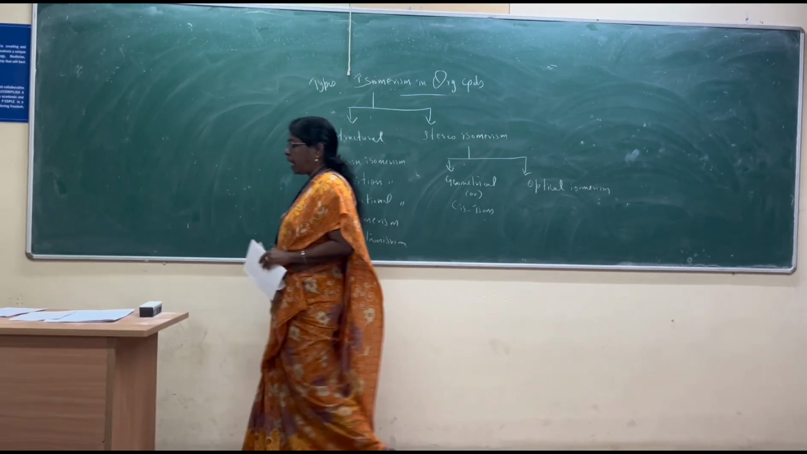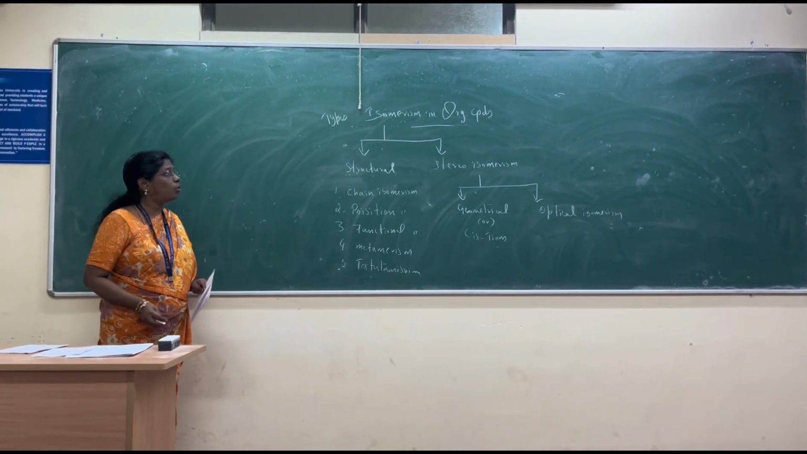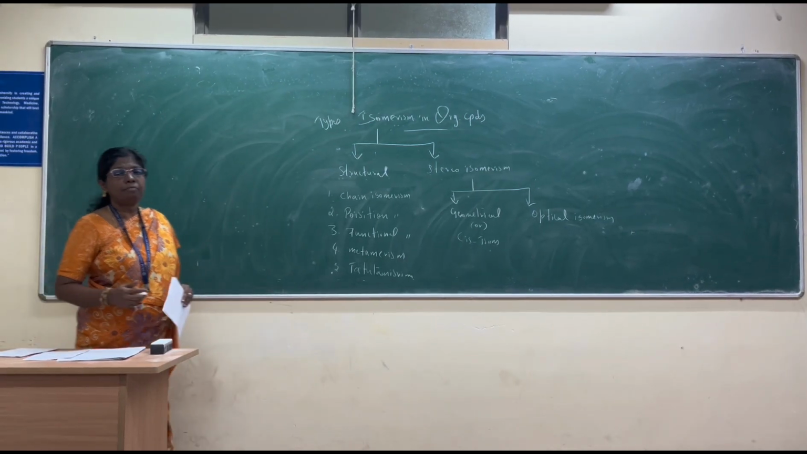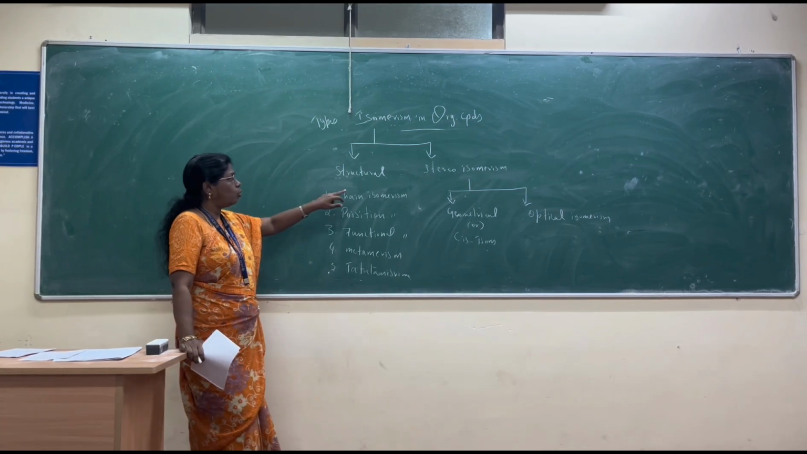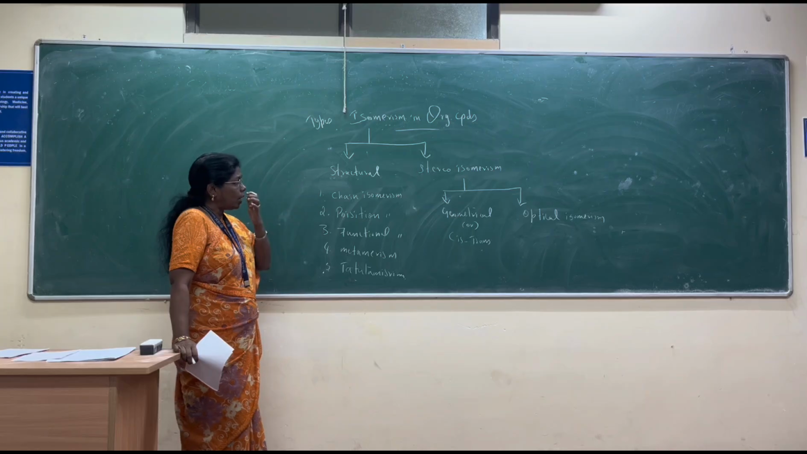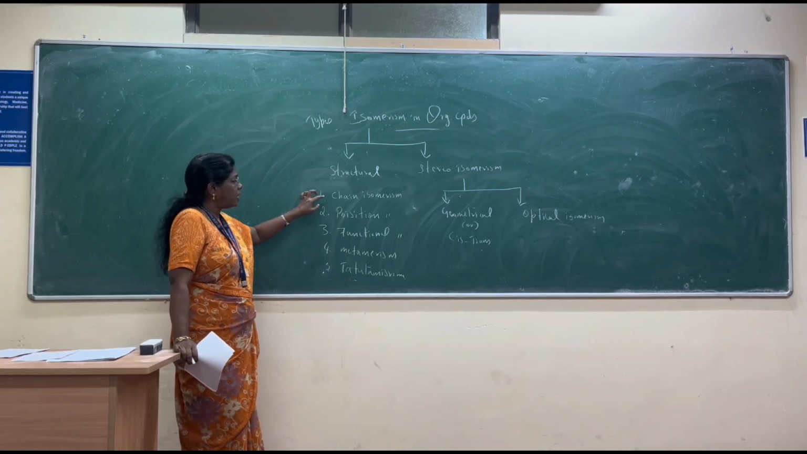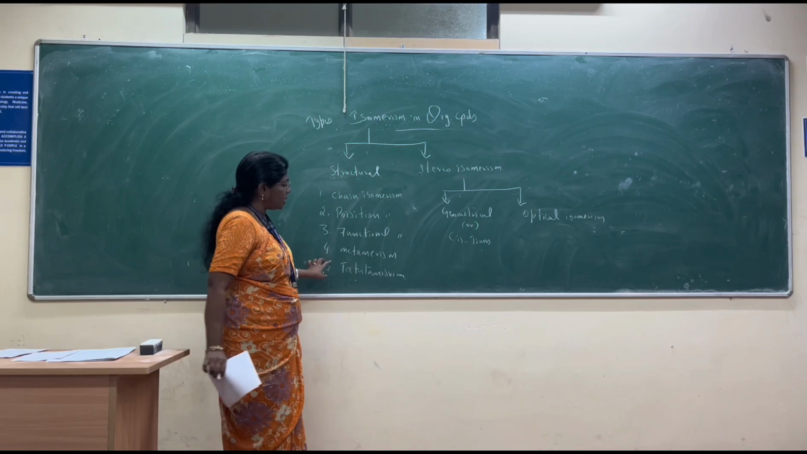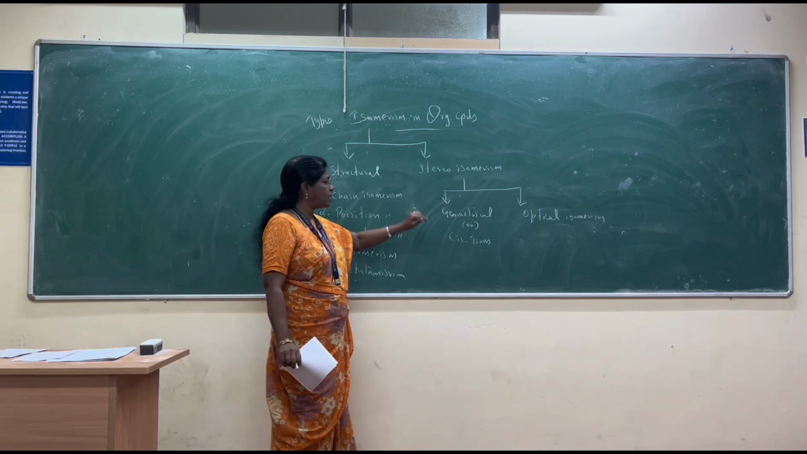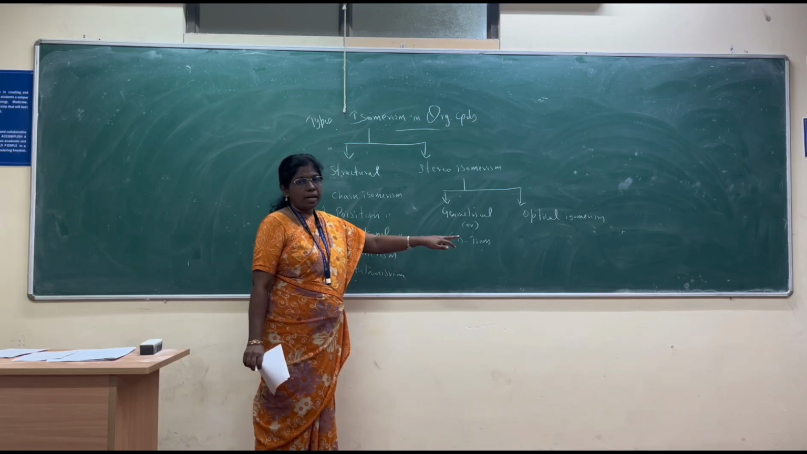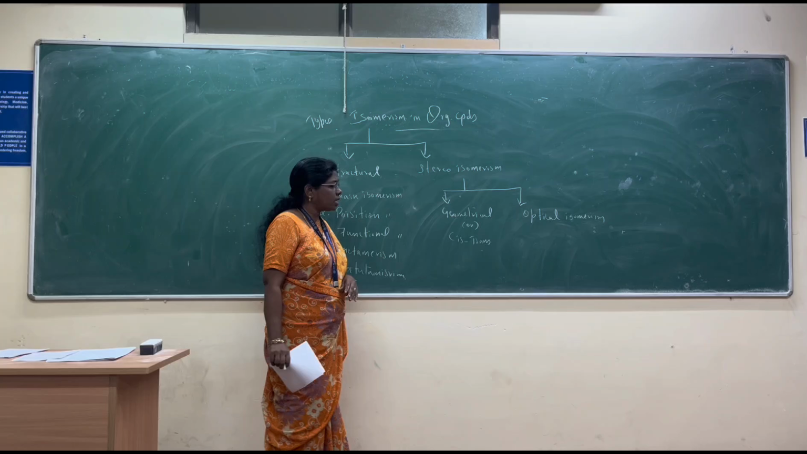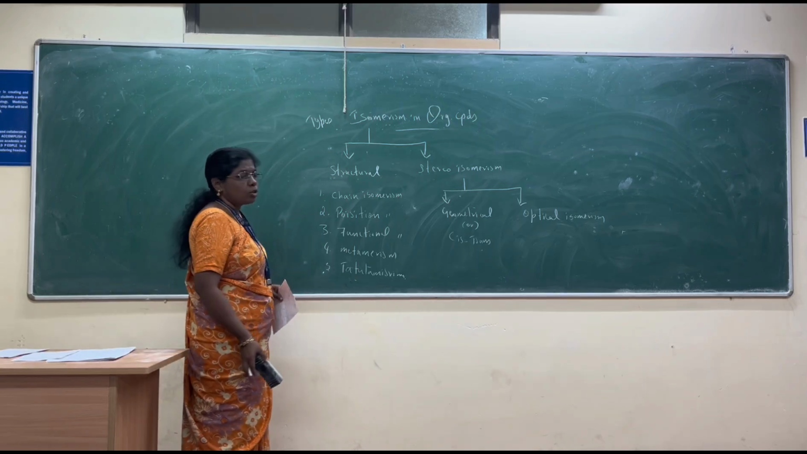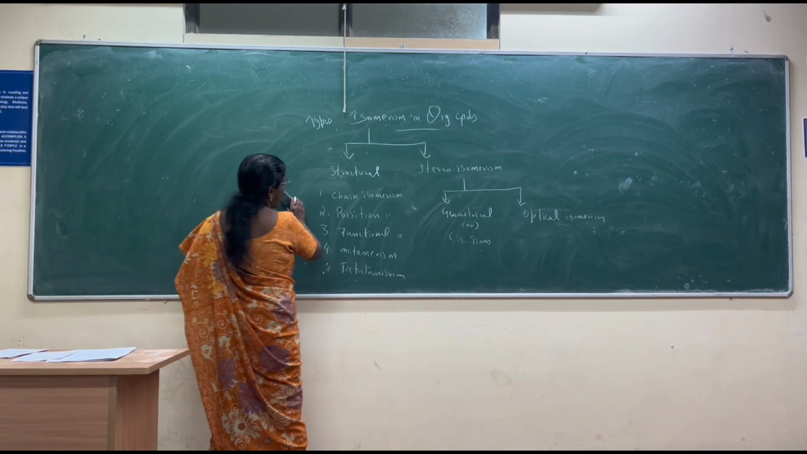So these are the types of isomerism in organic compounds, which have the same molecular formula but different physical and chemical properties. Mainly two types: structural isomerism and stereoisomerism. Structural isomerism: chain, position, functional, metamerism, tautomerism. Stereoisomerism: geometrical isomerism, also called cis-trans isomerism, and optical isomerism. Now we will see structural isomerism one by one. The first one is chain isomerism.